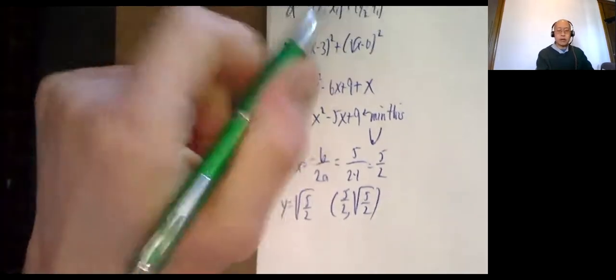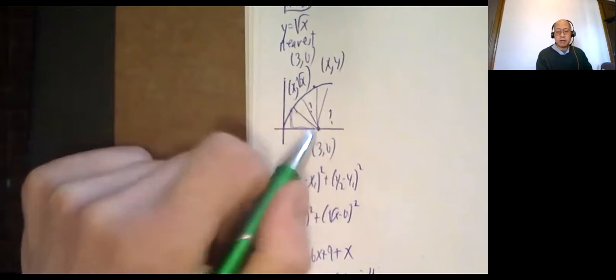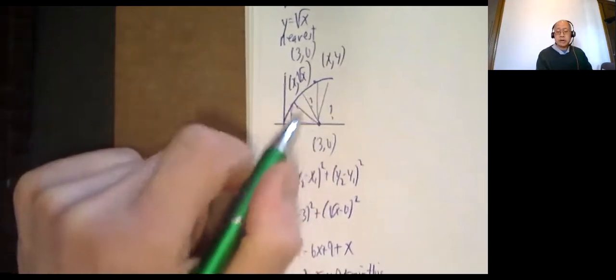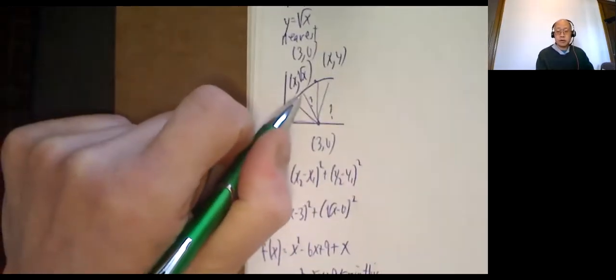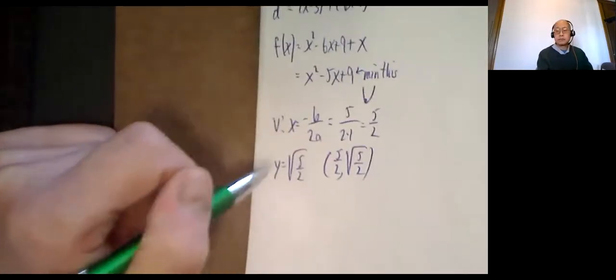Okay, so that's the point on the graph for which the distance away from 3, 0 is the minimum. Okay, so you say, how do I go toward this so that I minimize the distance? It'd be 5 halves, comma, square root of 5 halves, which is over here somewhere. Okay. All right, so that's how that one works. And I'll raise it up again so you can see what's happening.